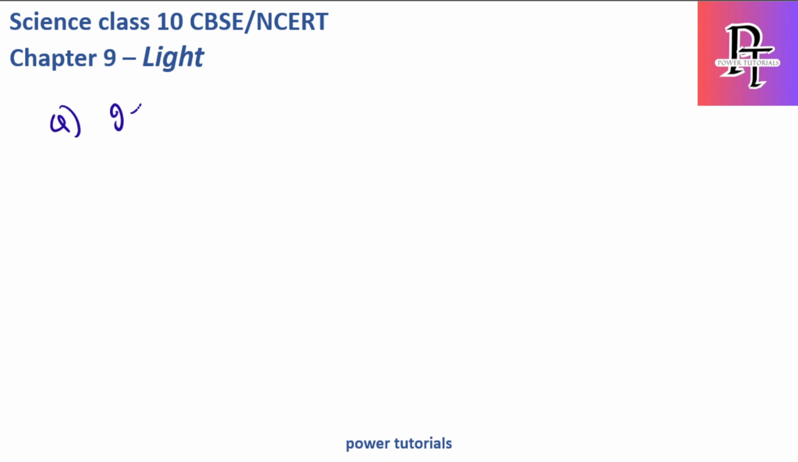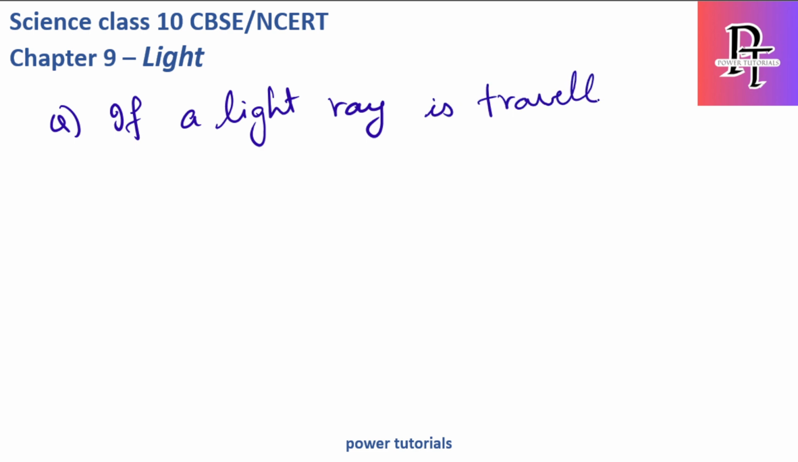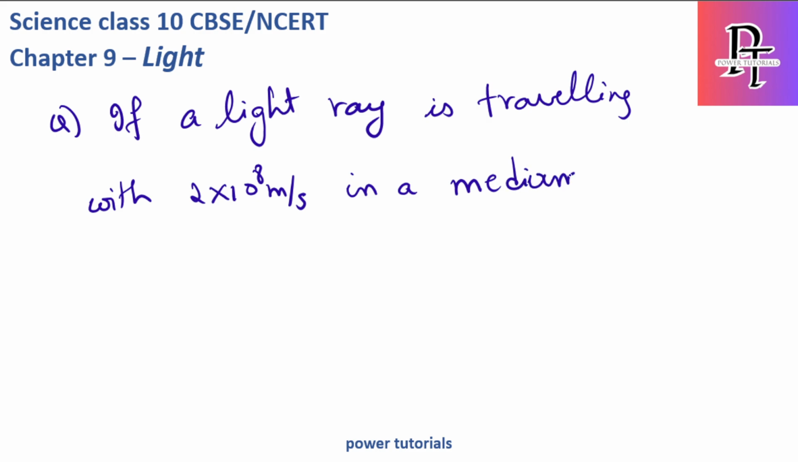For example, if a light ray is traveling with 2 into 10 to the power of 8 meters per second in a medium, find its refractive index.